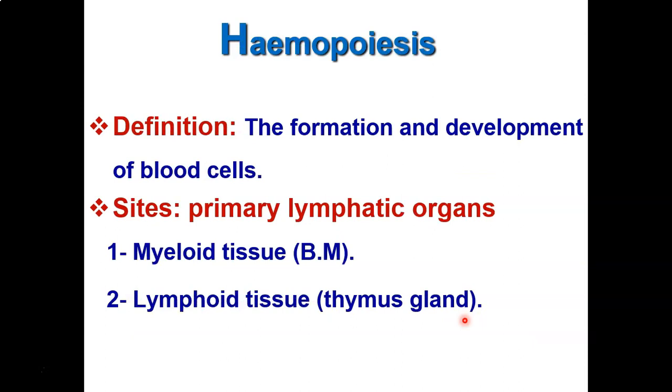Let's start with why we call it primary lymphatic organs and secondary lymphatic organs. This returns to hematopoiesis. Hematopoiesis is the formation and development of blood cells. Formation and development of blood cells occurs in the primary lymphatic organs, while fighting against pathogens and tumors occurs in the secondary lymphatic organs.